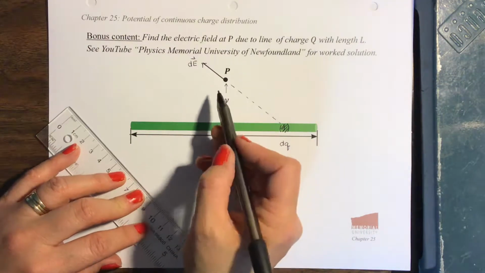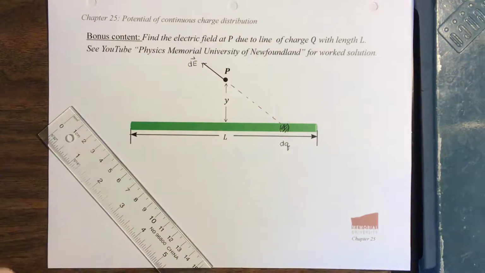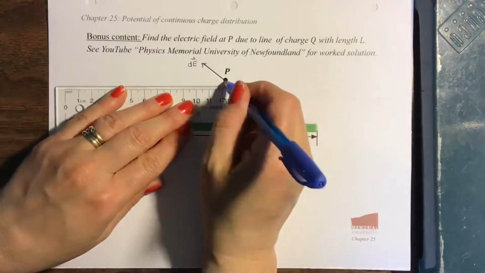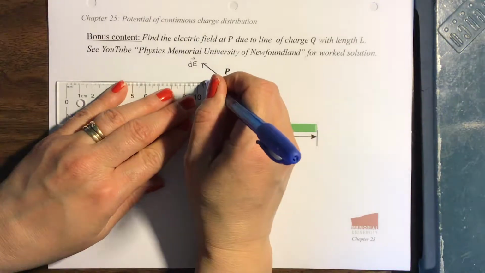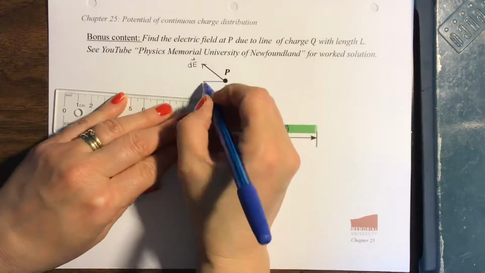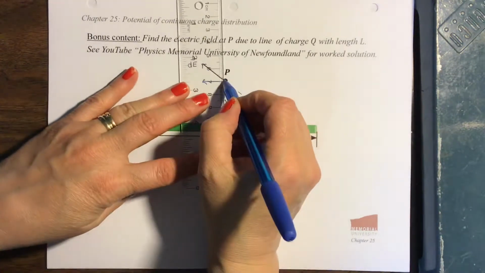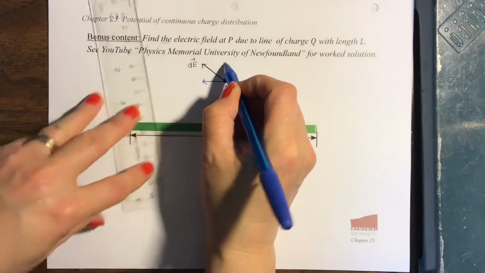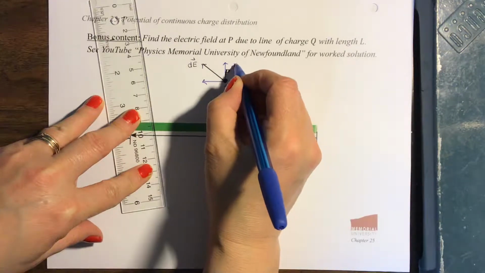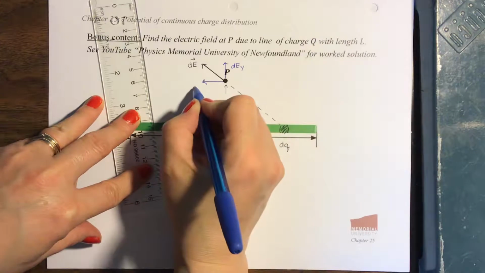Let's break this into components because it is a vector, so it has components. Our x component here points to the left. There's dEx, and our y component points up. There's dEy.